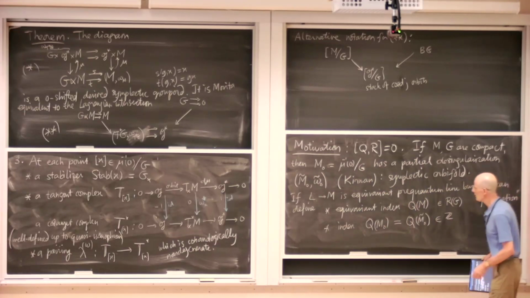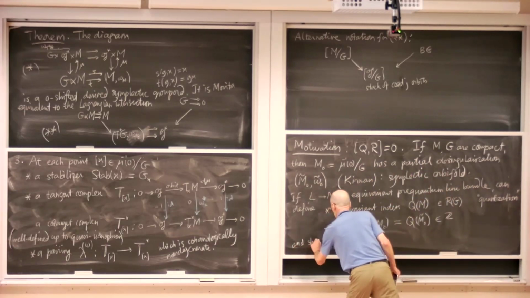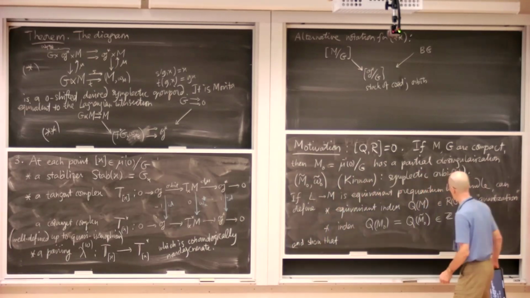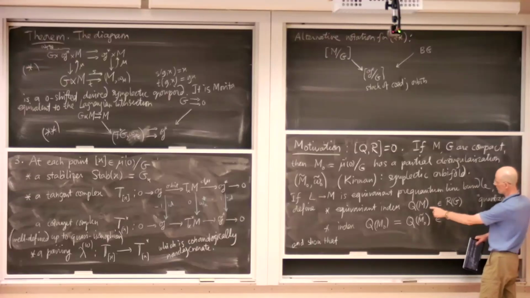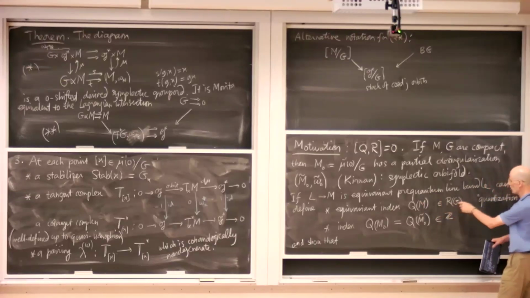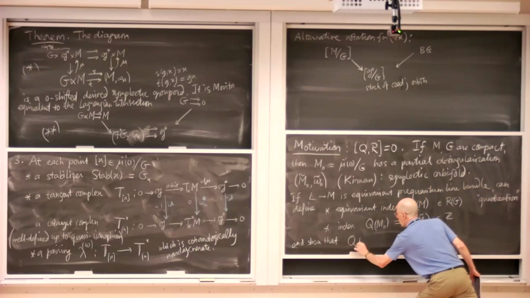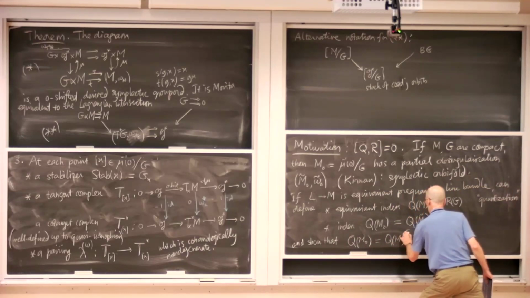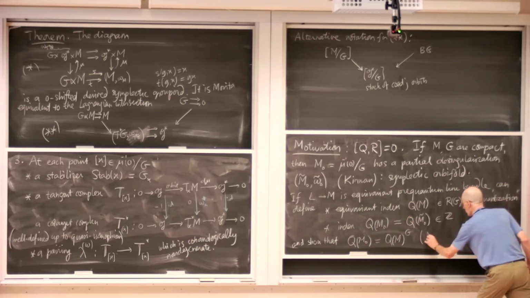So you can define that and you can show something. This index is exactly the multiplicity in this virtual representation of the trivial weight. So I did that a long time ago with Eckhart.